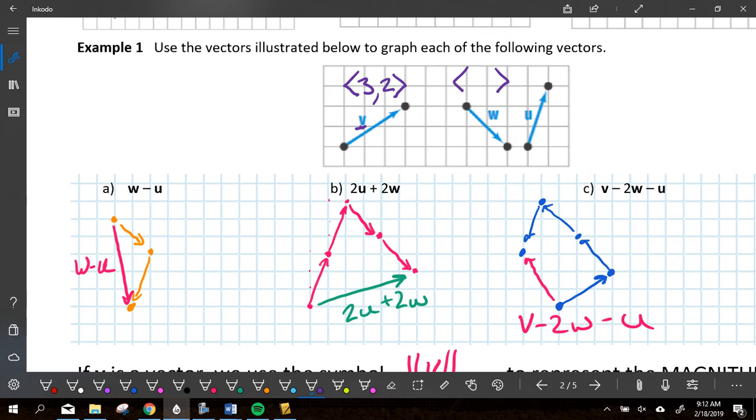Show me with your fingers. What'd you get for that one? Show me your x value. 2. Is it positive or negative? It's positive because I'm going to the right, and my y value would be negative because I'm going down. And then my u vector right here would be this. It would be right 1, so it'd be 1, and up 3: 1, 3.